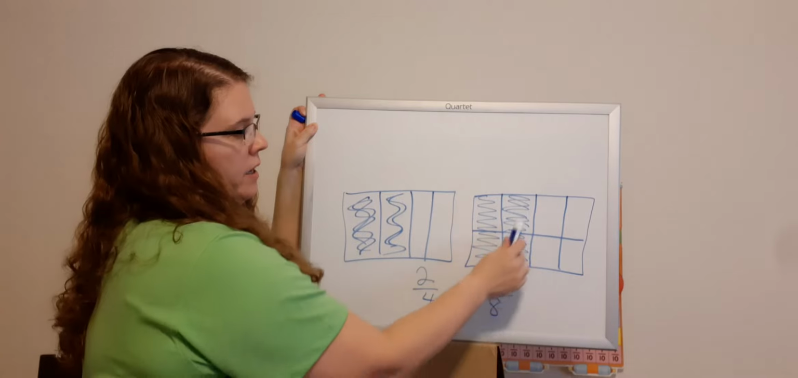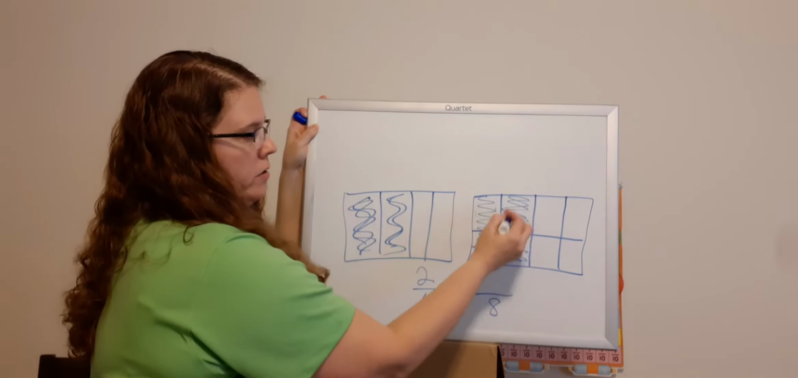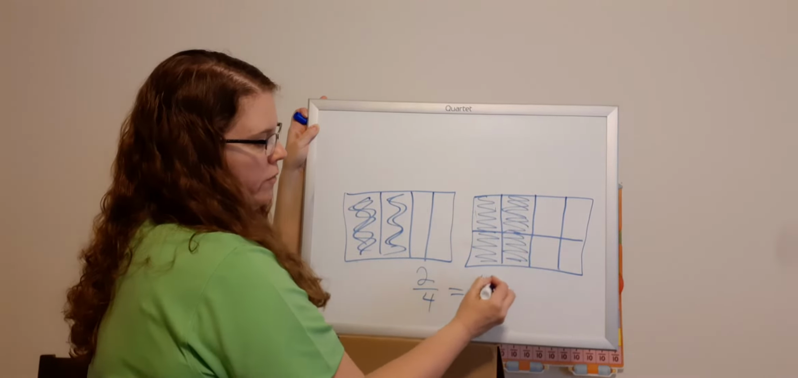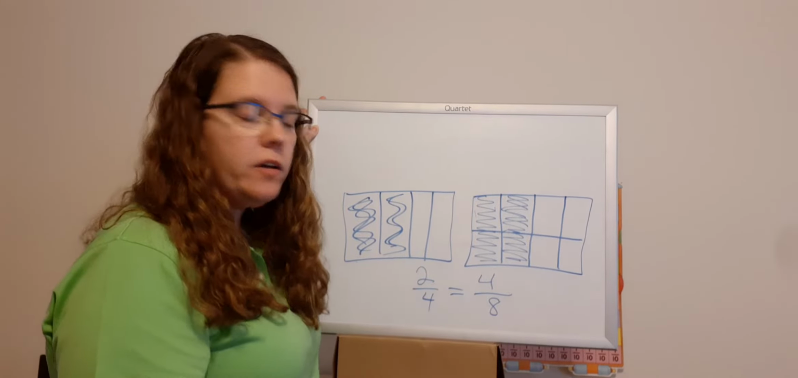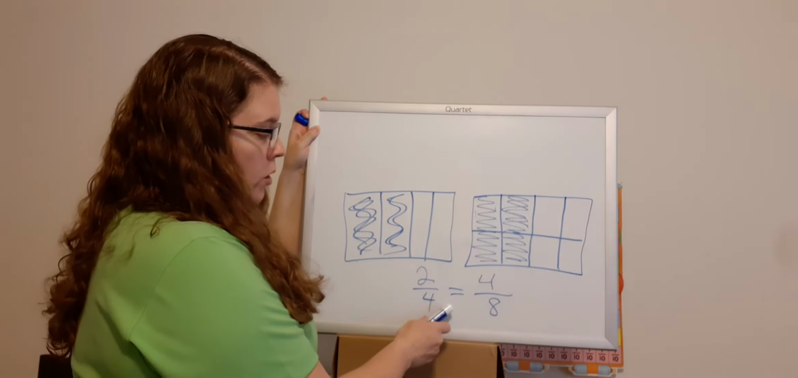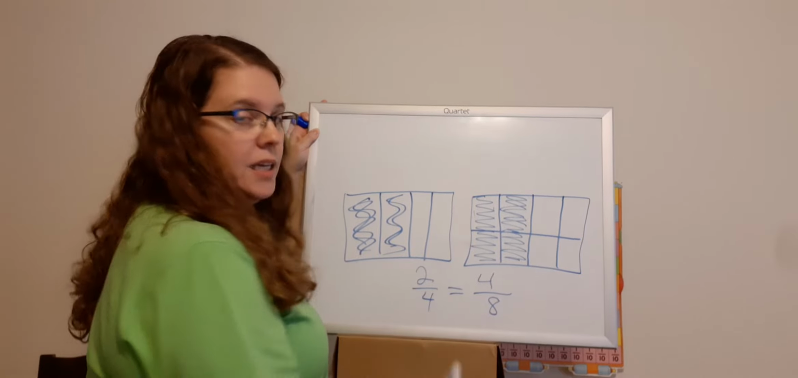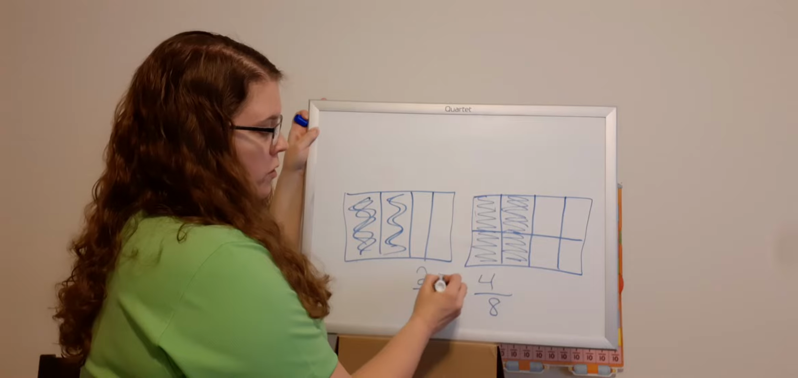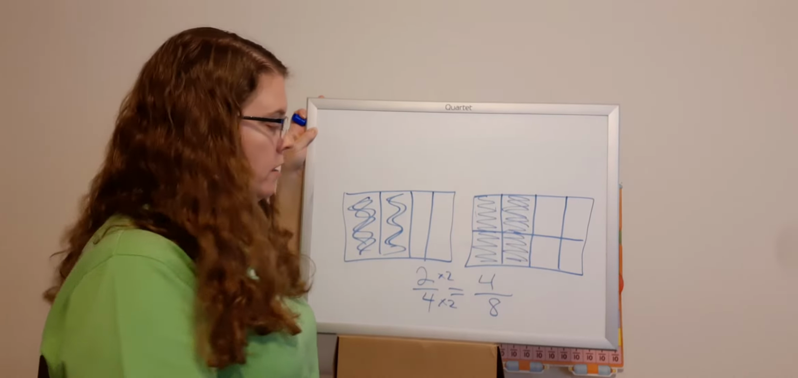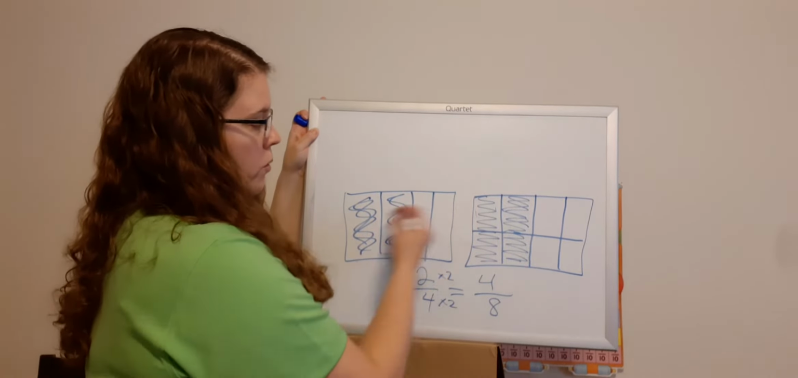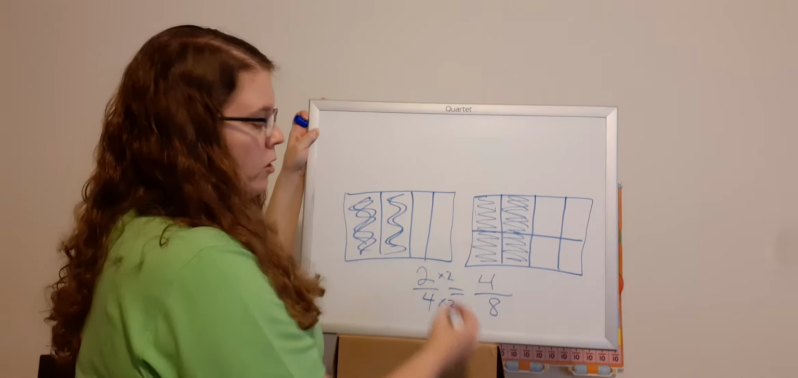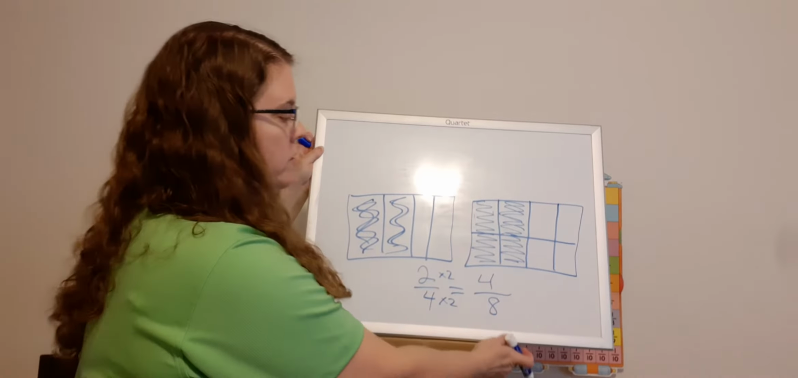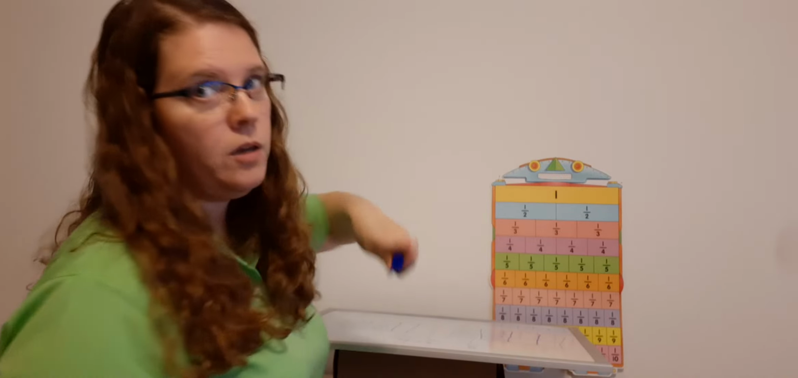So how many 1/8 are shaded in? 1, 2, 3, 4. 4/8. Again, I could ask myself, 4 times what's going to equal 8? Times 2, right? Then I have to multiply by 2 again, times 2 is 4. So we got it from the shaded part, or we did it by multiplying the denominator and doing the same to the numerator. All right, let's look at number 3.